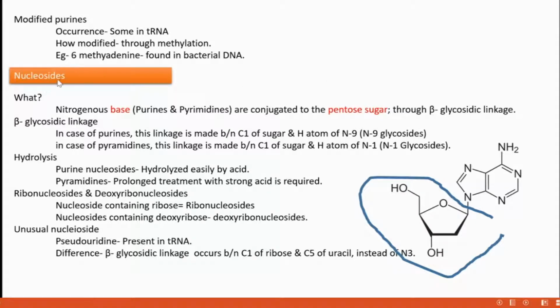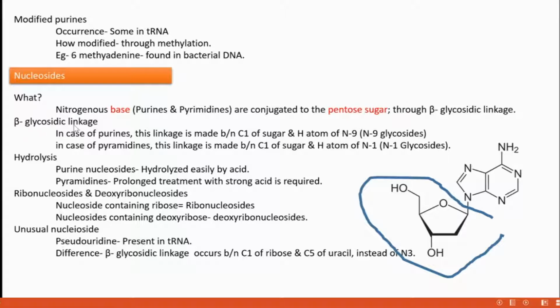Then going to nucleosides. What are nucleosides? Nucleosides are a combination of a nitrogenous base, which can be purine or pyrimidine, joined with a pentose sugar. How does it combine with the sugar? Through a beta-glycosidic linkage. Everything about the beta-glycosidic linkage we have learned in the carbohydrate chapter in great detail.